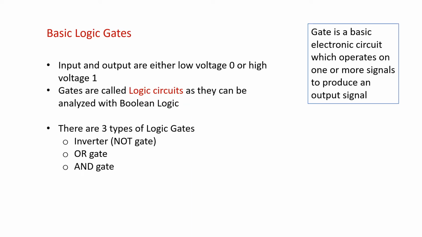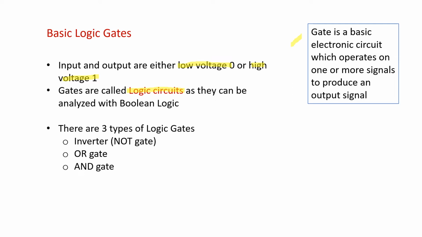Now we will try to understand about basic logic gates. So a gate is nothing but an electronic circuit which operates on one or more signals, and these signals are either low voltage or high voltage. And low voltage we know is 0 and high voltage is 1, and it produces an output signal. And these gates are also called logic circuits, as they are useful in analyzing Boolean logic.